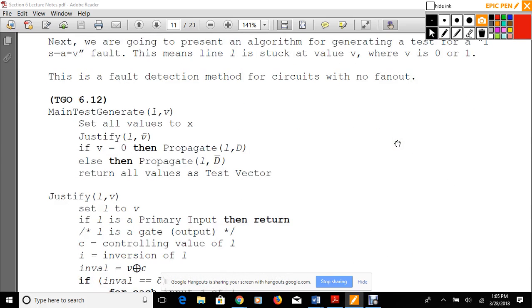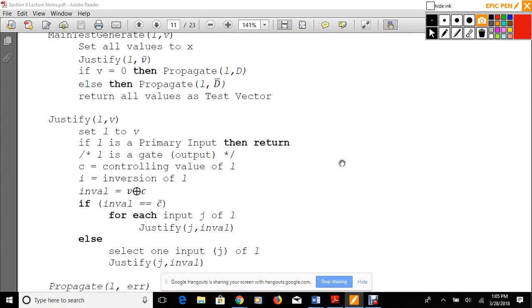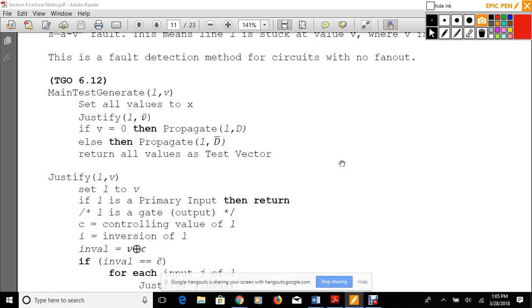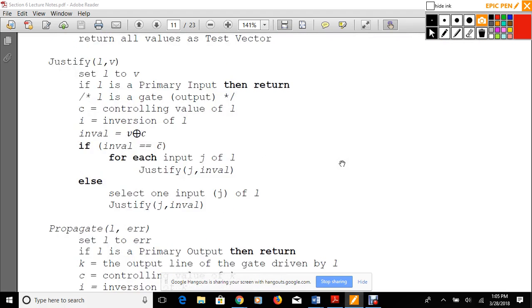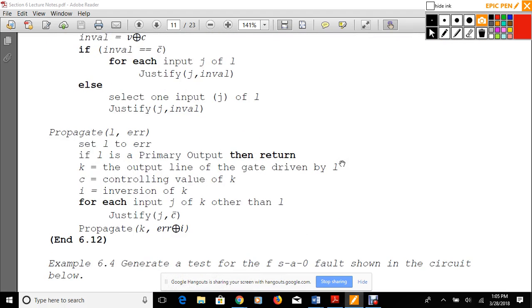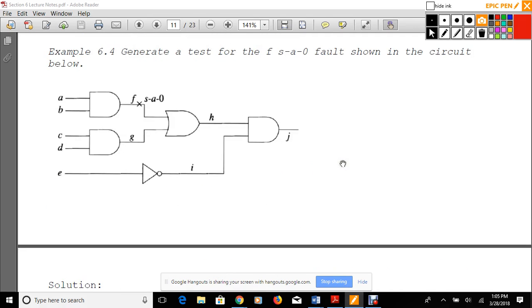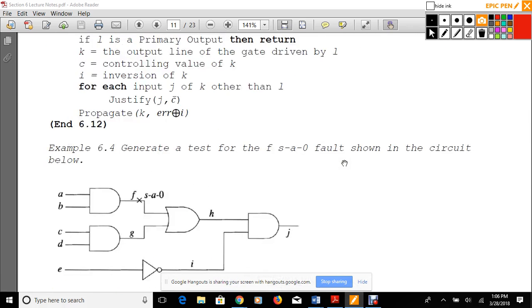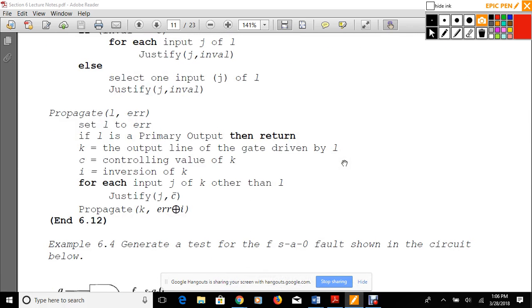All right, so 6.12. Now I'm going to walk through this here, and we're going to describe the difference between the main test generation algorithm, the justification algorithm, and the propagation algorithm. As you skim through it, it looks really complicated. When we go through example 4, I'm going to show you the whole thing, and you're going to see that it's actually pretty simple.